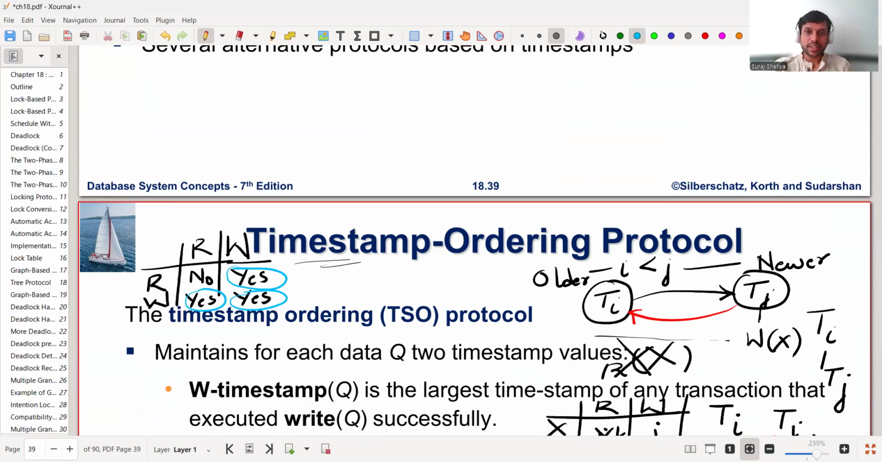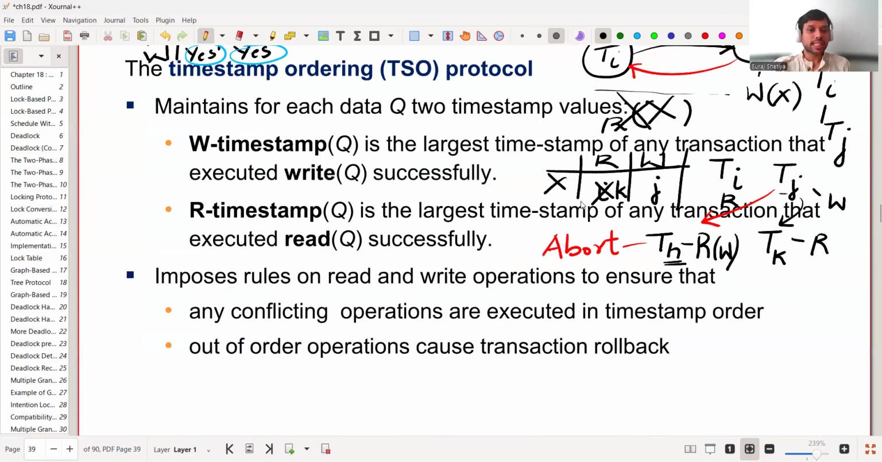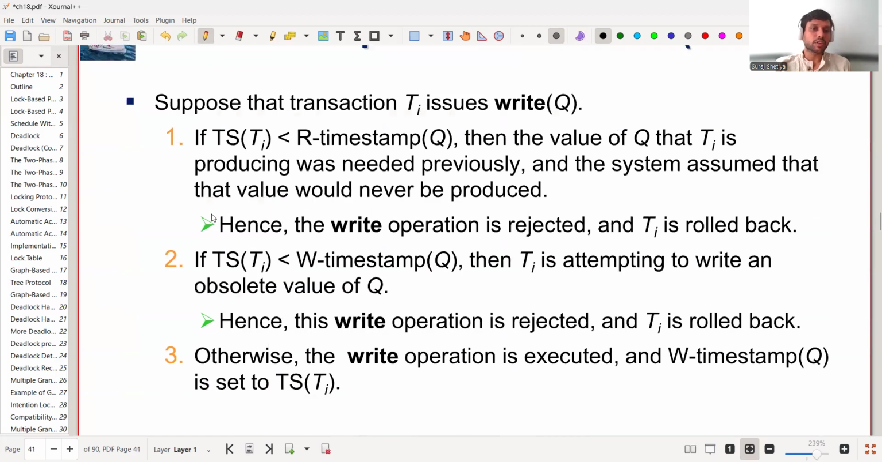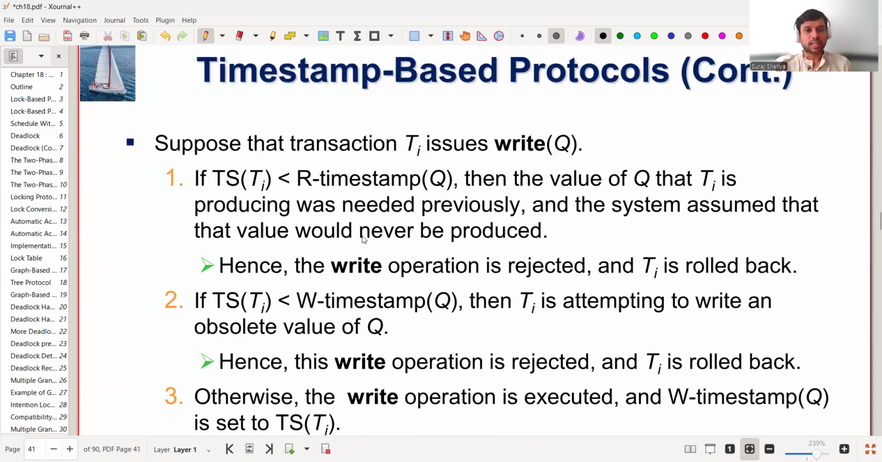So write conflicts with everything, right? So our check here, because this read was conflicting only with write, the check was only with the write. But now, because this write conflicts with both, we should be checking both the things, right? So that's what we'll be doing. Okay. So our check is simple.